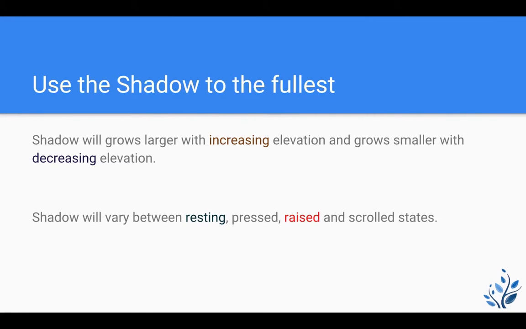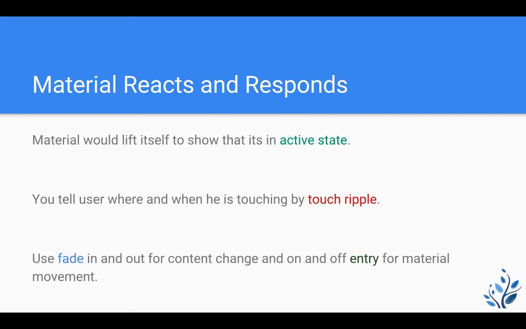Use shadow whenever it is required. Shadow can grow or it can shrink. As we know, UI elements go through multiple statuses. It can be resting, it can be pressed by the user, it is raised, and the screen is going through some kind of scrolling. With the touch ripple effect, you can tell the user where the user is and when he is touching any element.